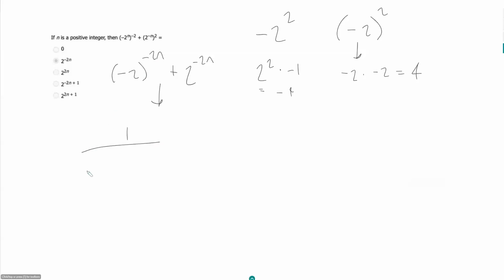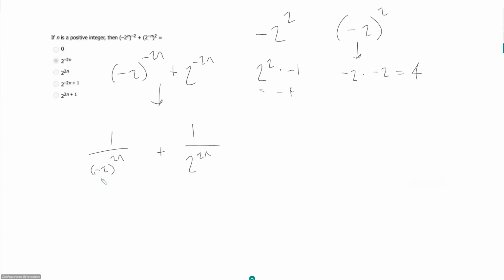over (-2) all raised to the 2n, plus 1 over (-2) all raised to the 2n, plus, and then here it's going to be, since it's 1 over 2 to the 2n.